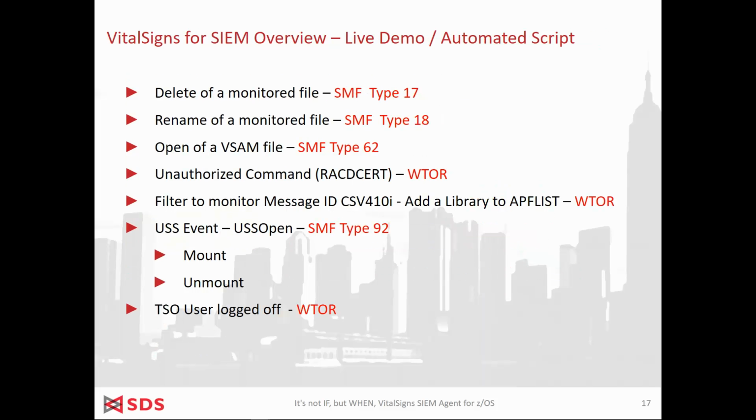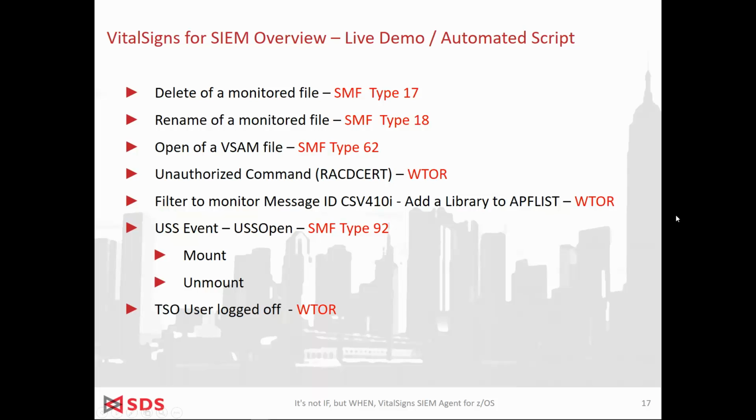Then it's going to delete that file, the payroll file, which will generate a type 17, rename the file, type 18, do an open of a VSAM file, which will do the type 62. Then try to issue the RACDCERT command. It's going to generate the ICH408I message on the system console. So that write-to-operator message will be sent to the enterprise SIM.